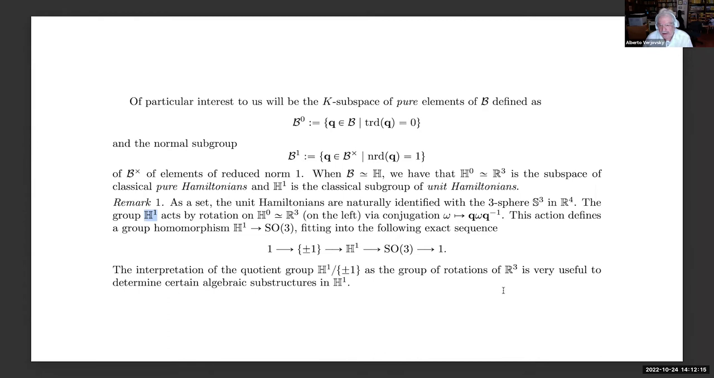And so this action by conjugation leads to this exact sequence. H1 is an extension of order 2 of SO3. So from this exact sequence, we can think of H1 as SU2. And of course, SO3 is a group of rotations. It's very useful to describe Platonic solids, etc., and all the McKay correspondence is beautiful.